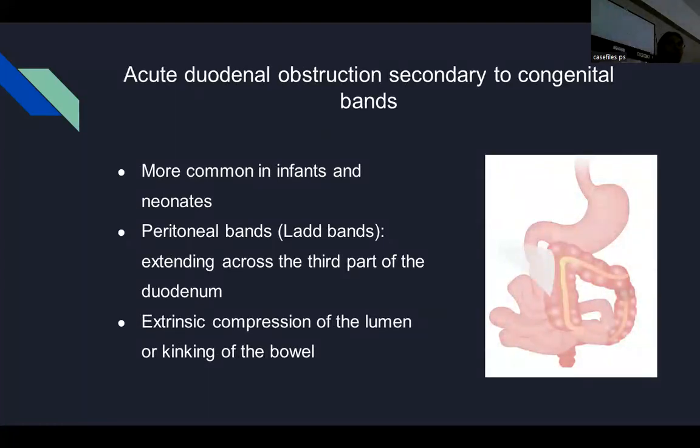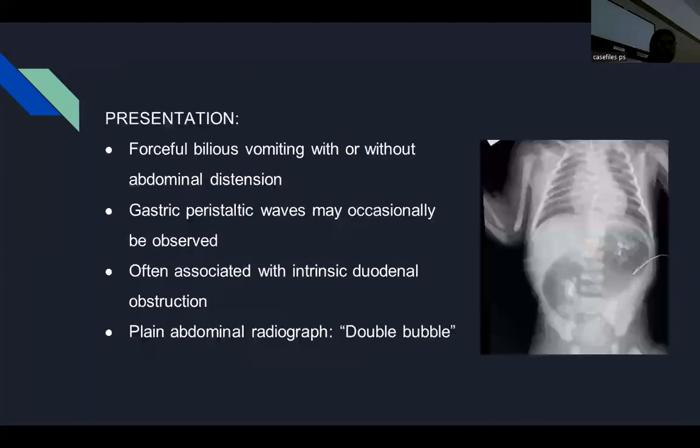Coming to acute duodenal obstruction secondary to congenital bands. This presentation is more common in infants and neonates, and there will usually be peritoneal bands, which are called Ladd's bands, which extend across the third part of the duodenum from the cecum or the right side of the colon to the peritoneum. These cause an extrinsic compression on the duodenum, which will lead to kinking of the bowel and present with the features of obstruction.